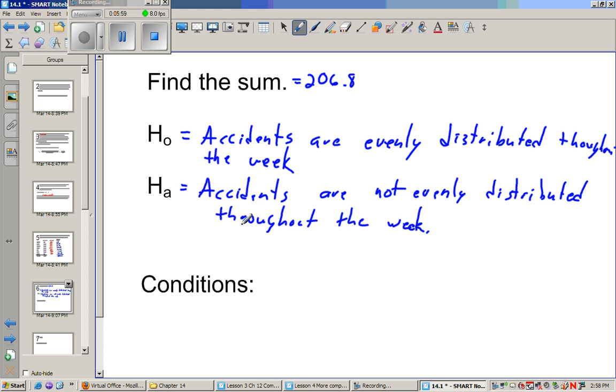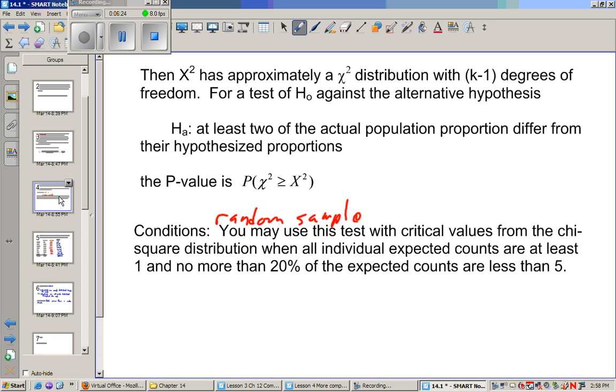Now, this data did come from a random sample. I didn't write it out, but the problem I got it from said that the data comes from a random sample. Also, we should talk about the other two conditions. Now, let's go back and visit them.